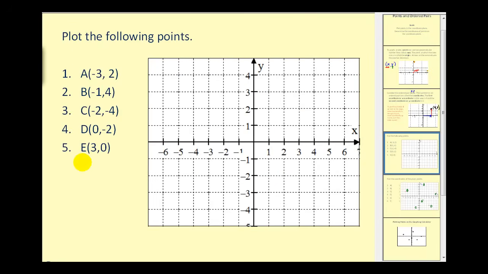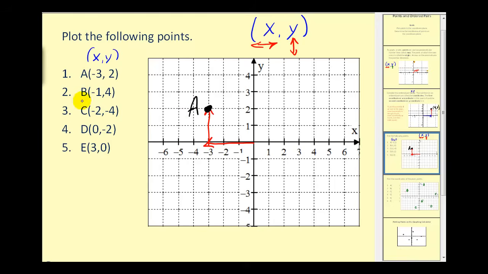We want to plot the following points, and again I think it's helpful to think that the x-coordinate tells you whether to go left or right, and the y-coordinate tells you whether you need to go up or down based upon the sign. So for point A, and we usually identify points by capital letters, so for point A, which has coordinates (-3, 2), since the x-coordinate is negative 3, we start at the origin and go left 3 units this time, and then up 2 units because the y-coordinate is positive 2, and we make a point. This would be point A.